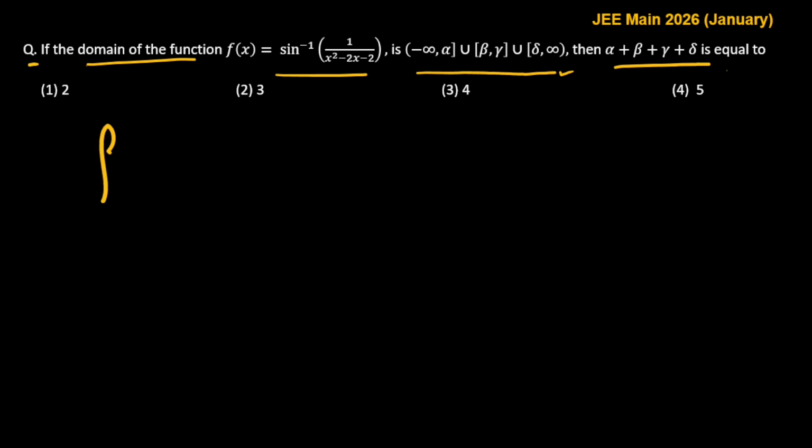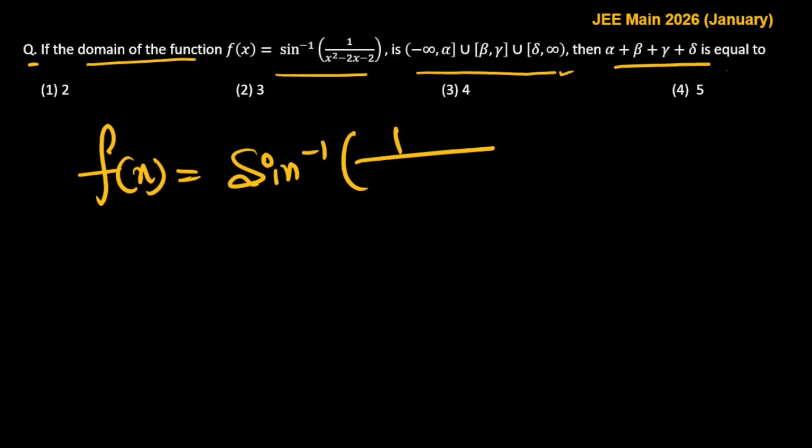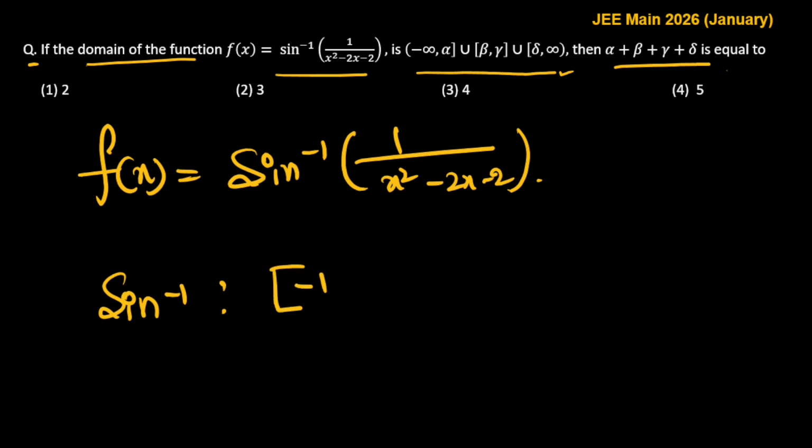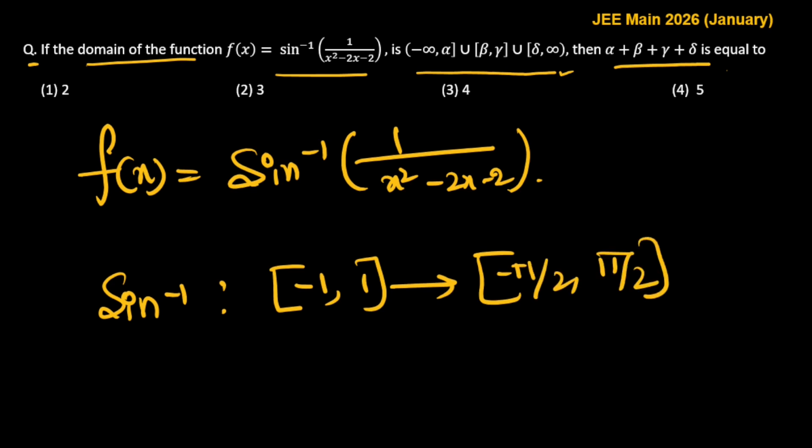So first write our function f of x is equal to sine inverse of 1 over x square minus 2x minus 2. So first we see what is the domain and range of the sine inverse function. The sine function's domain is minus 1 to 1 and range is minus pi by 2 to pi by 2. So this function actually belongs to minus 1 to 1.